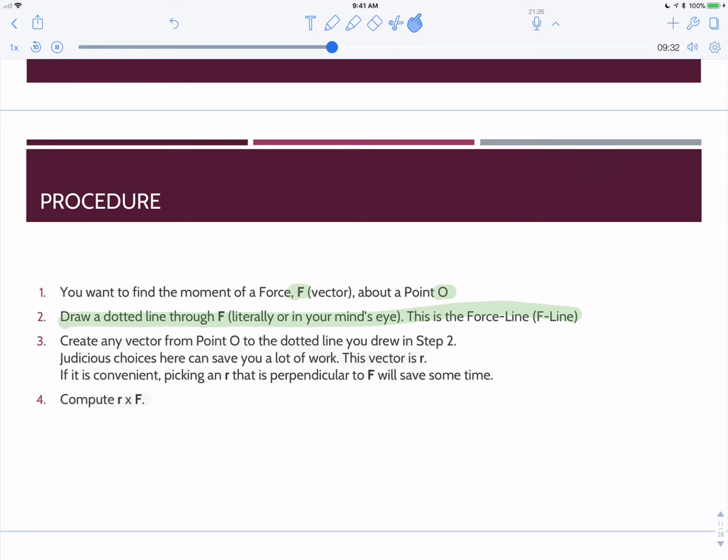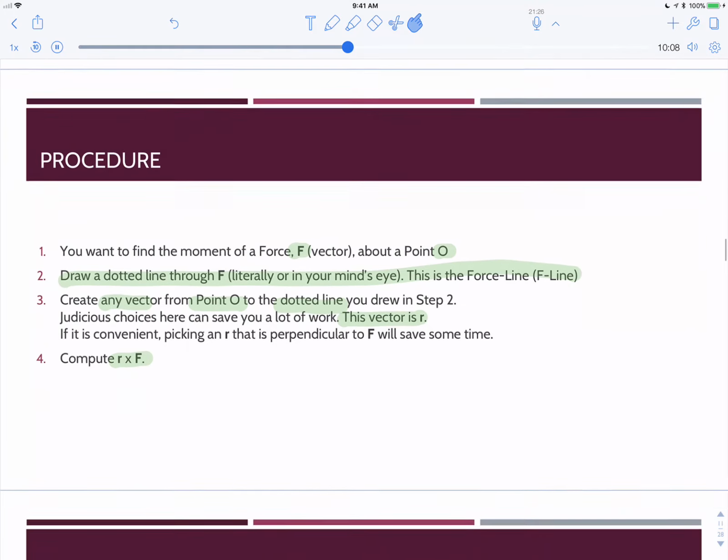The next step is create any vector from point O to the dotted line. It can be to any point on the dotted line in step 2. It doesn't have to be to where the force is applied. Just pick something that's convenient. If you choose carefully here, you can save yourself a lot of work. This vector from the point O to anywhere on the dotted F line is called the vector R. If it's convenient, just pick an R that's perpendicular to F and it'll save you some time. Then you do the cross product, R cross F. Let's talk about this F line.